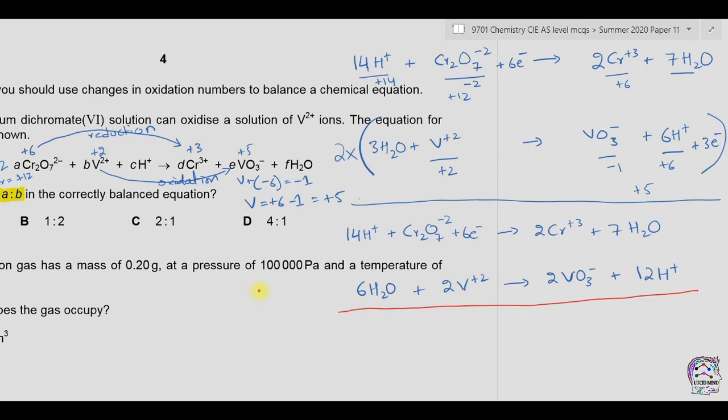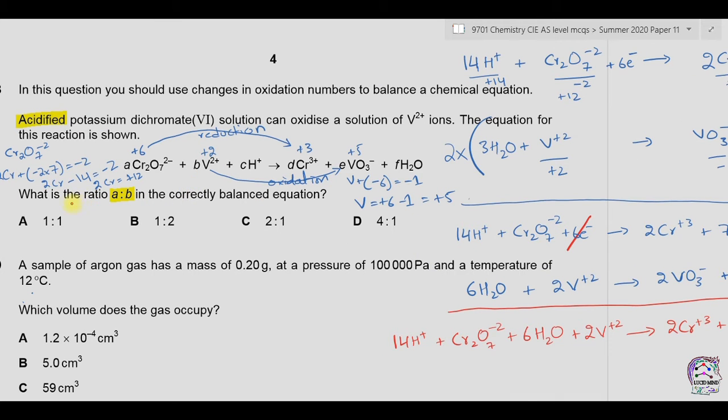Combining the two equations, we get 14H+ plus Cr2O7 -2 plus 6 water molecules plus 2 V+2, and it gives 2 Cr +3, 2 VO3-, 7 water molecules and 12 protons. I haven't written the number of electrons because the number of electrons lost and gained will cancel out each other.